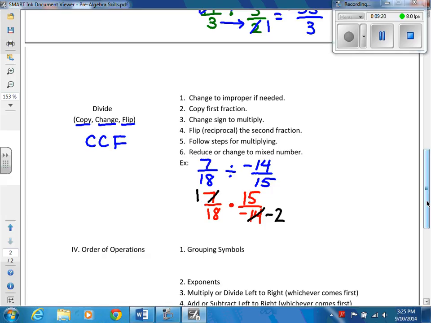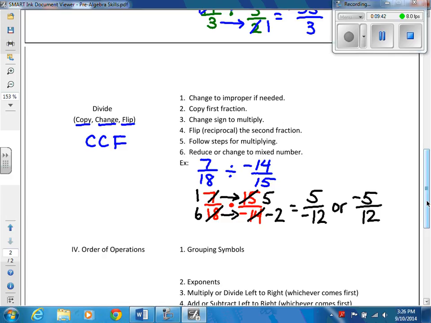Going the other way, 15 and 18 can be divided by 3. So 15 divided by 3 is 5. 18 divided by 3 is 6. Now you're ready to multiply straight across. 1 times 5 is going to give you 5, and 6 times negative 2 is going to give you negative 12. You can write your answer 5 over negative 12, or you can write -5 over 12.